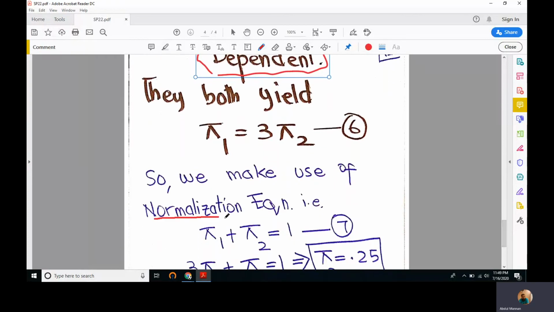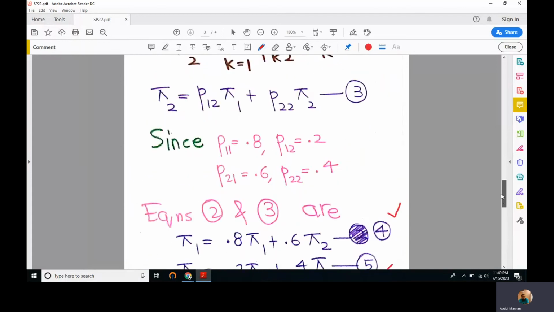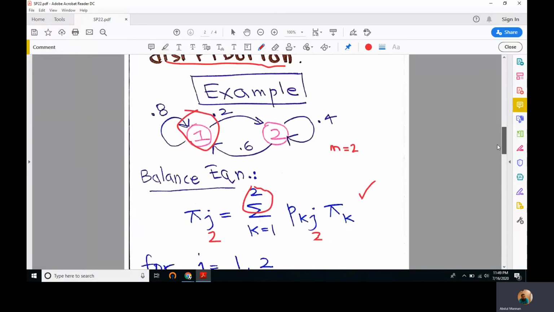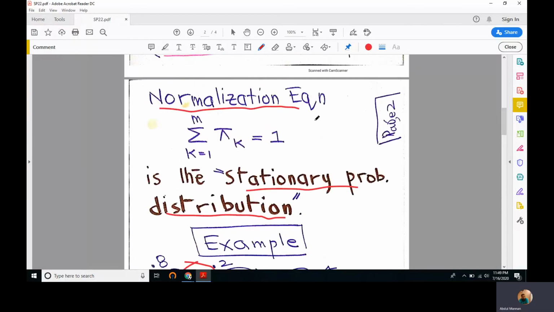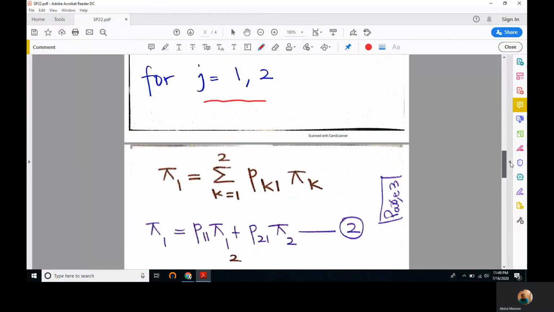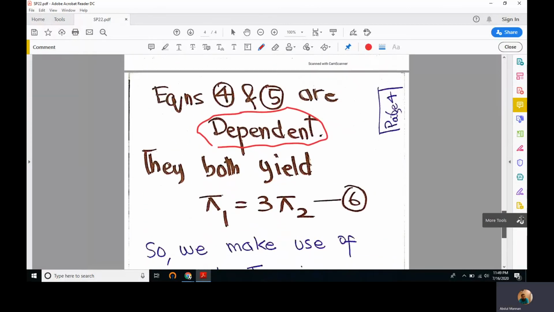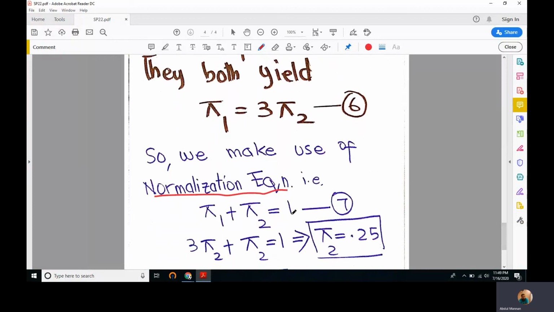We should make use of the normalization equation that we have written before, and that we also studied in our last lecture. The normalization equation says that for all possible states in the state space, if we add the long-term probabilities, they sum to 1. So pi 1 and pi 2 added together sum to 1. Now we have equation 6 and equation 7. They are two linear equations in two unknowns, and fortunately these two equations are independent.